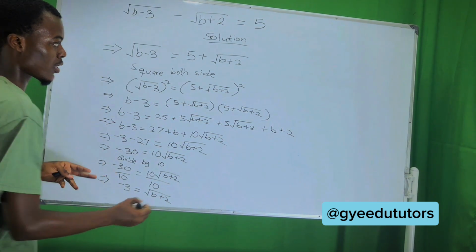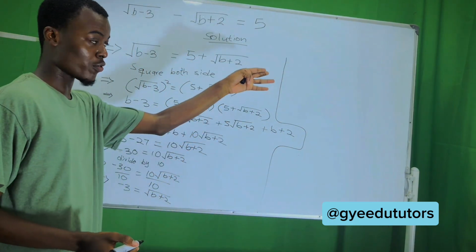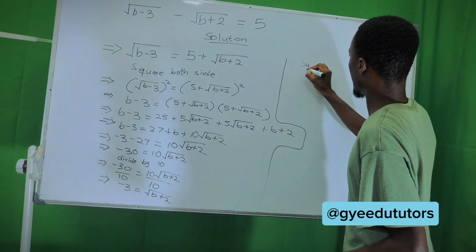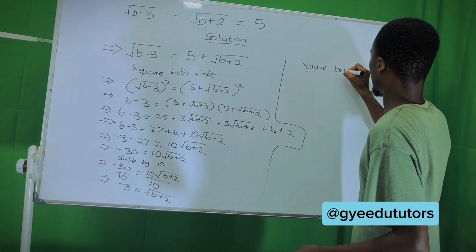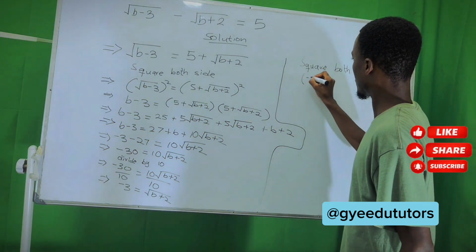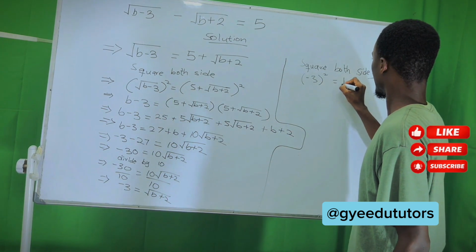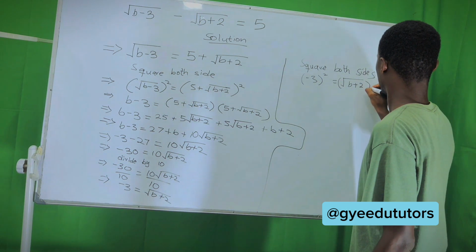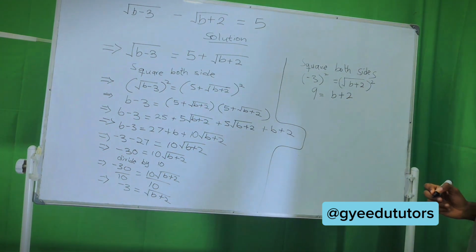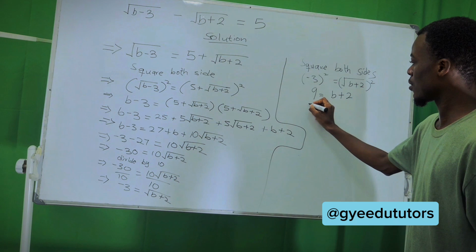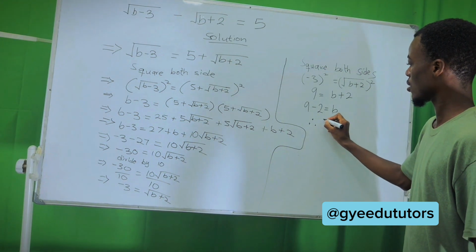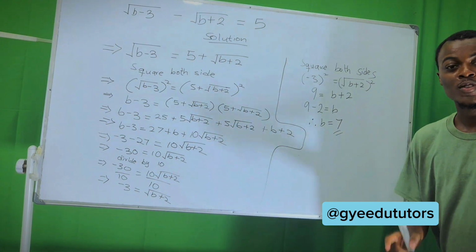Okay. So when you get to this side, let's continue from this side. So from this side, you square both sides. So now we have minus 3 squared, which is equal to root of b plus 2 squared. So now we get 9, which is equal to b plus 2. When you get this side, group like this, we have 9 minus 2, which is equal to b. Therefore, b is equal to 7. So guys, this question is very, very easy.